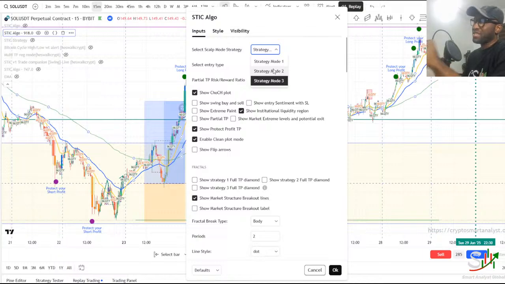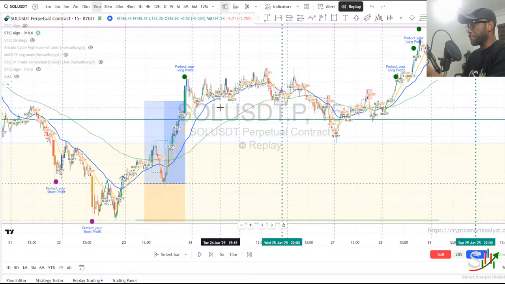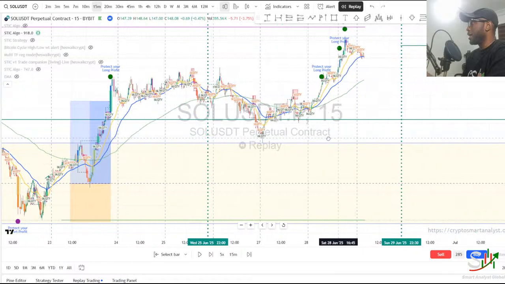And if you're trading forex and you are a market structure trader, you want to be on strategy 2 when you're using STIC. But if you're probably trading anything, strategy 3 basically works for forex, crypto, or other assets. It's a hybrid strategy. That's what I've built into strategy 3. So you can also use that for your entry and your exit.